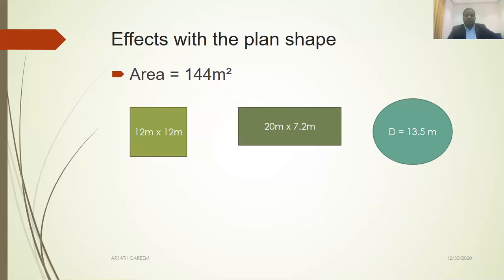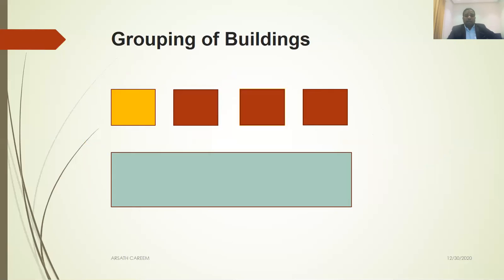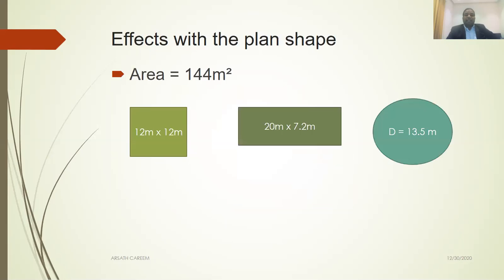Second, the group of building. This is the group of building. You want to build this much area, let's say a big school building. You can make it in one rectangular, or you can make the same area with small classes. Which one is economical? The rectangular one or the separate ones? Definitely it's the rectangular. Why? Because different buildings will cost more rather than one building. So these are the factors the architect basically learns.